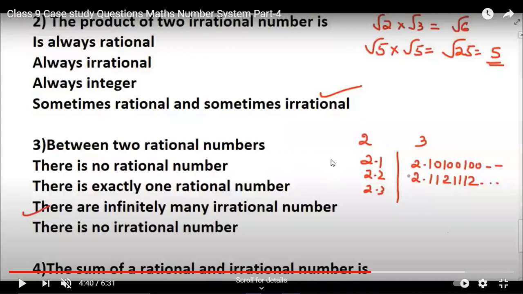Now look here. Next is between two rational numbers. You took 2 and 3 as two rational numbers. In between them, is there no rational number? Why not? 2.1, 2.2, 2.3. These are all rational numbers. And if you put this sign "so on", it will become irrational.